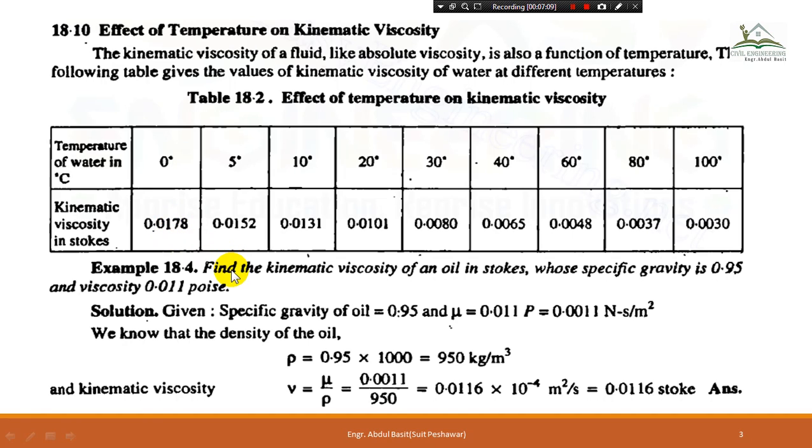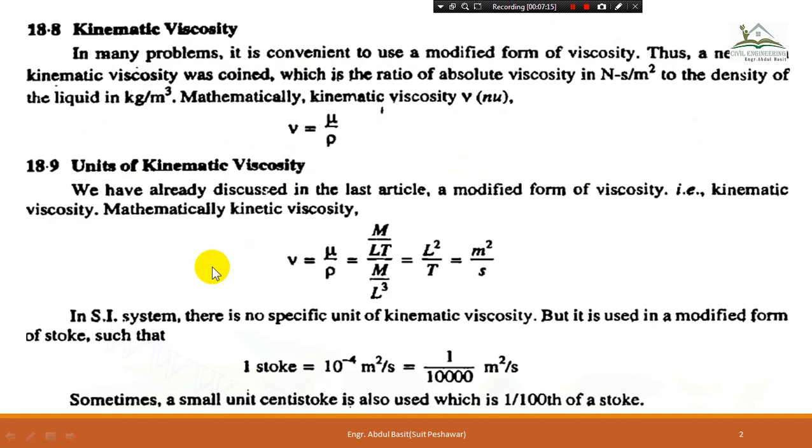Here is a simple numerical on the equations we provided in the previous slide.